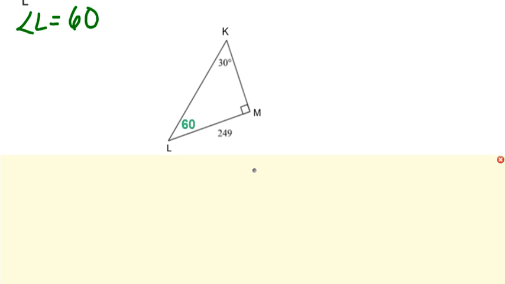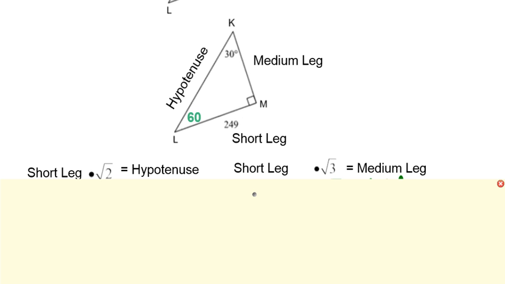Notice in this triangle, our angles are 30, 60, and 90. That's a special right triangle, and we could use the patterns with our special right triangles to solve for the missing side lengths. So again, with our right triangle here, we know that our hypotenuse is KL. Our short leg should be across from our smallest angle, which would be 249 units for LM. Our medium leg would be across from the medium angle, which is KM. Based on the patterns that we know for our 30, 60, 90s, we have some patterns that we could use to find those missing pieces.